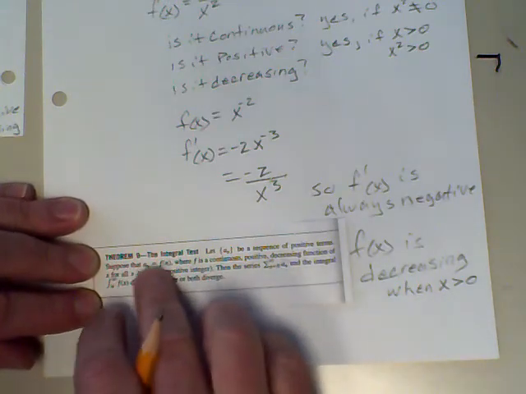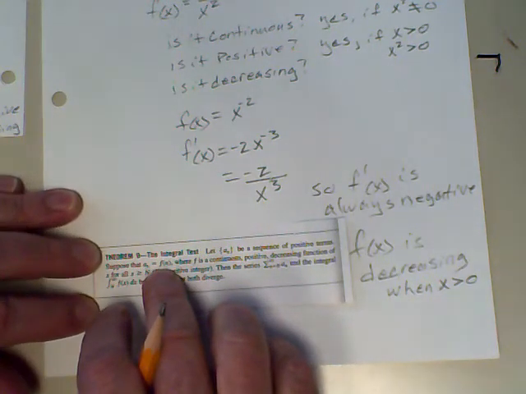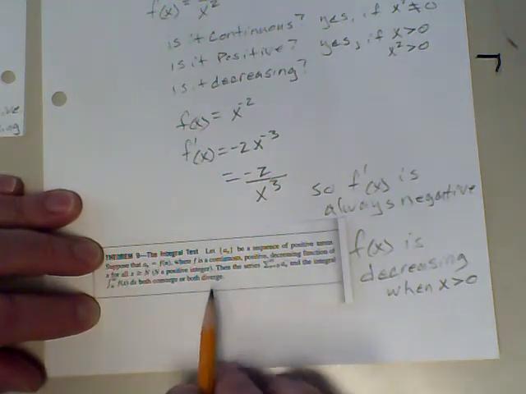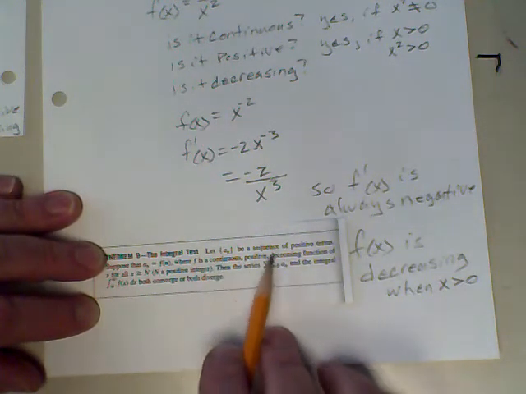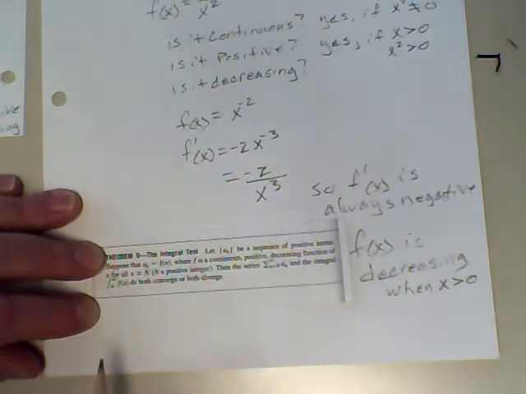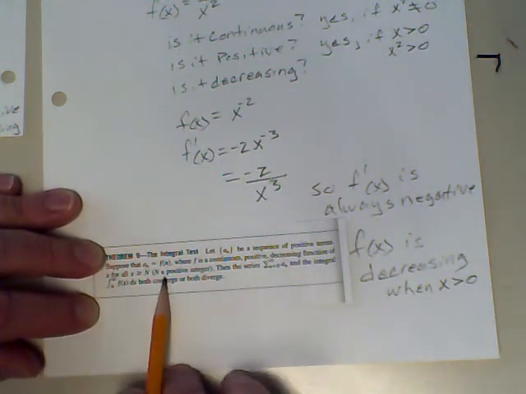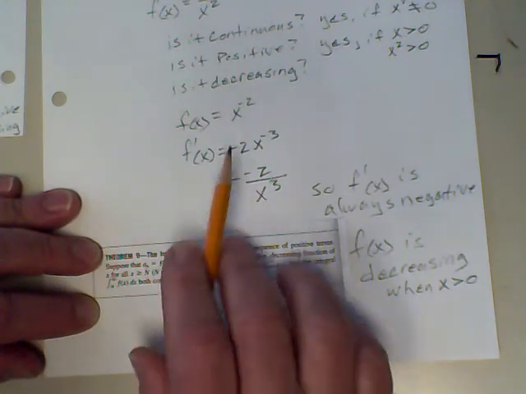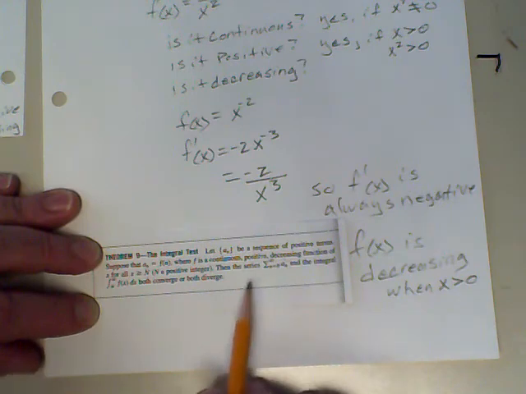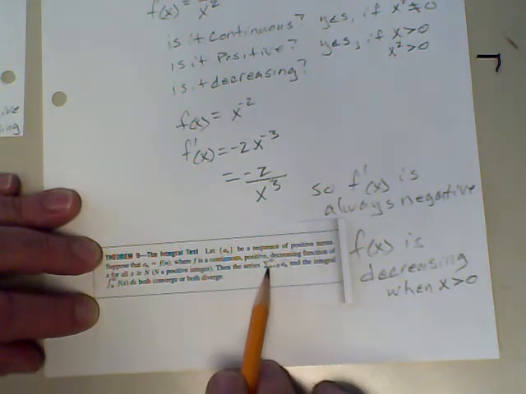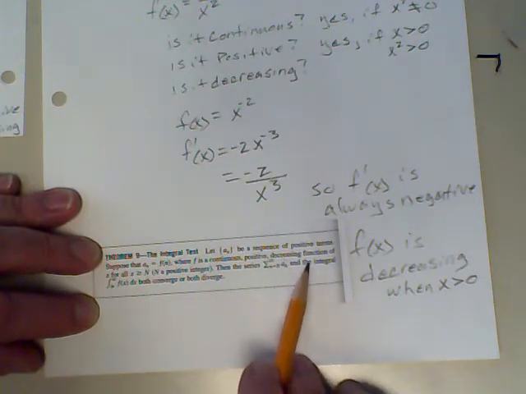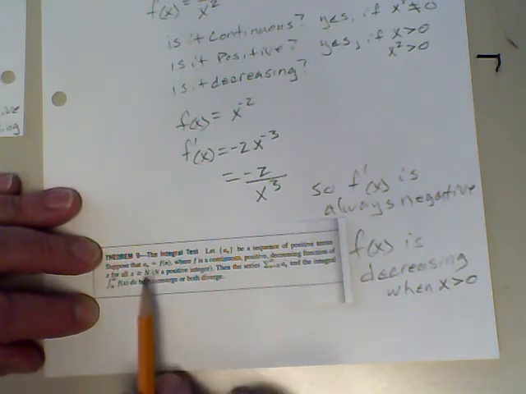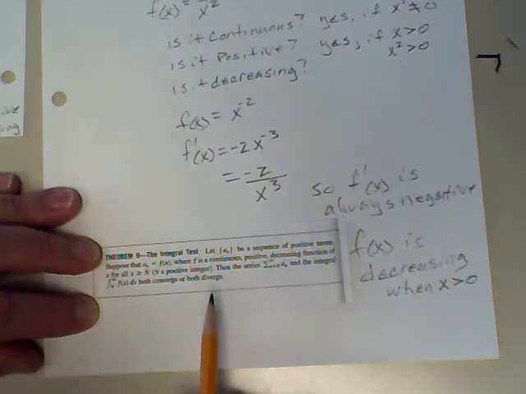We've found a function that takes on the values of the sequence that form the series, and we found that this is continuous, positive, and decreasing. We checked that carefully right here, and so now we're ready to go ahead and apply the test. Once we found the function that has those three conditions, then we know the series of the a sub n terms and the integral from n to infinity of f of x dx both converge or both diverge.